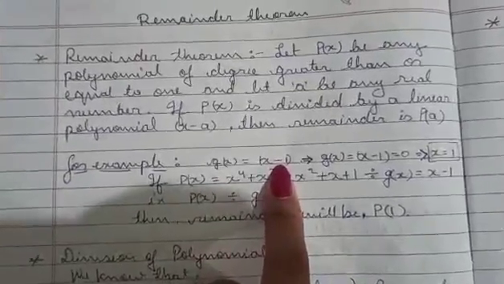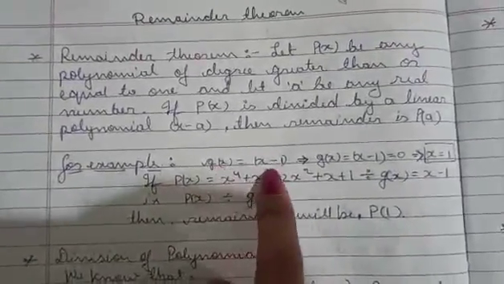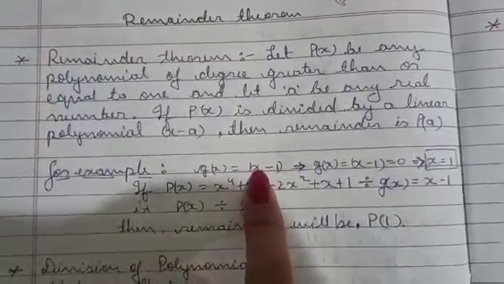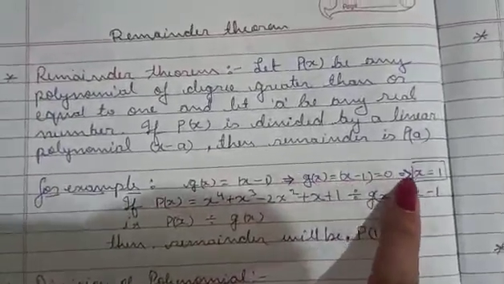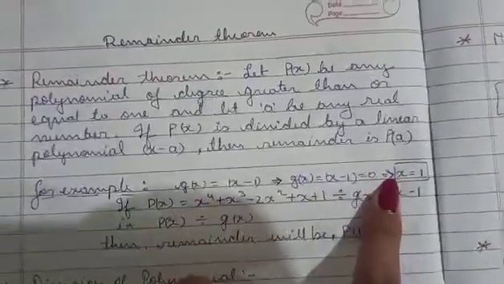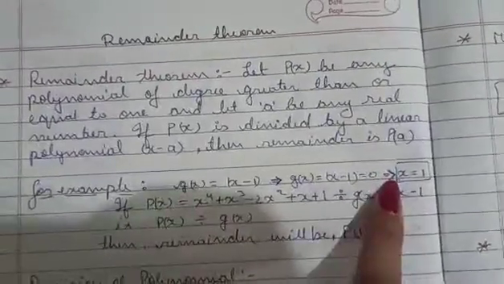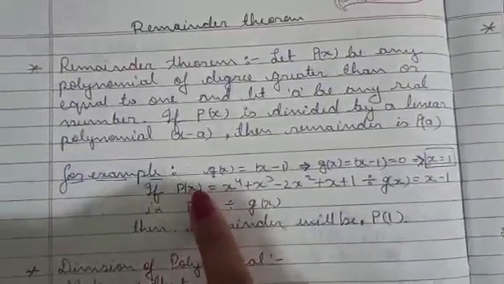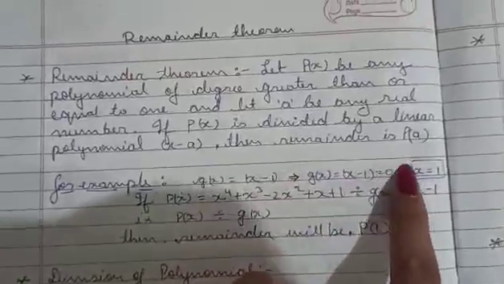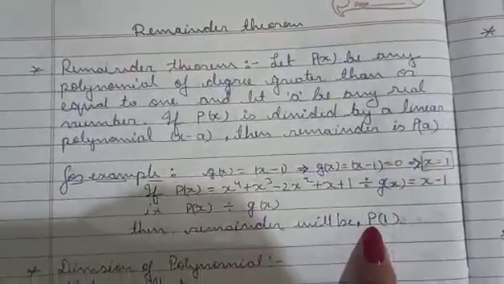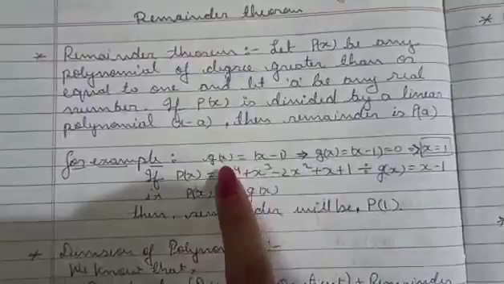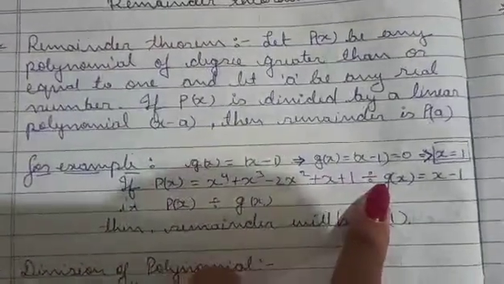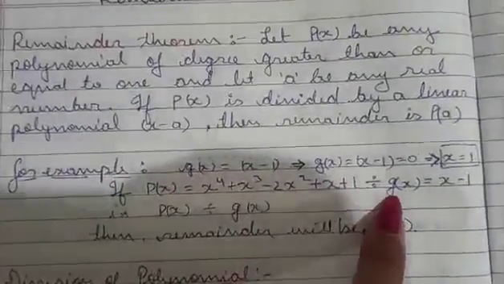So first of all, what will we do? We will equate this g(x) to 0 to get the value of x, the value of the variable. From g(x) we will find the value of x, and this value of x will be put in p(x), and that value of p(x) at x equals 1 will be the remainder. Here p(x) is being divided by g(x). p(x) is the dividend, g(x) is the divisor.